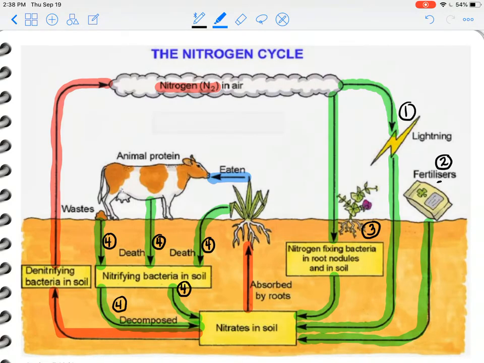So the plants are not really an up or a down. They're sort of a sideways factor here. But the cow eats that plant, and that puts nitrogen in the cow.